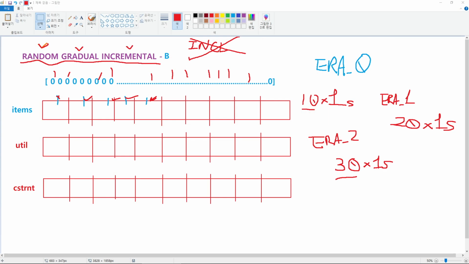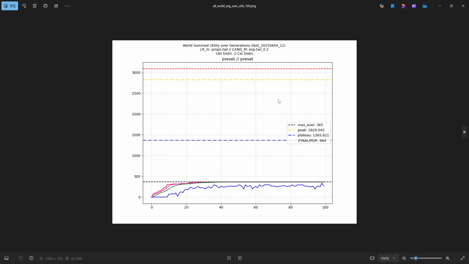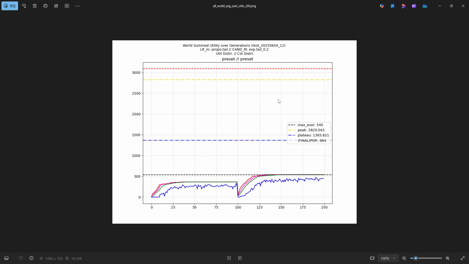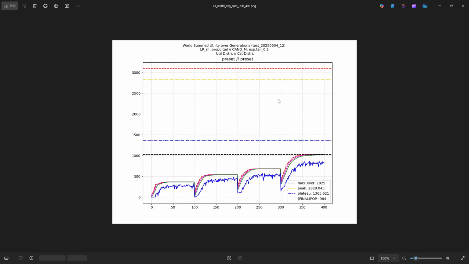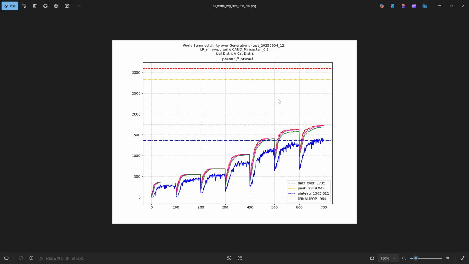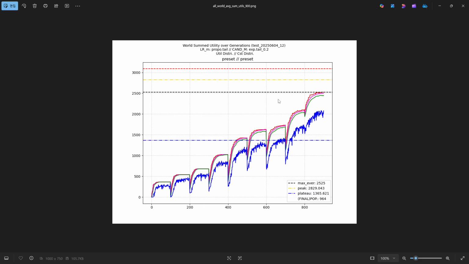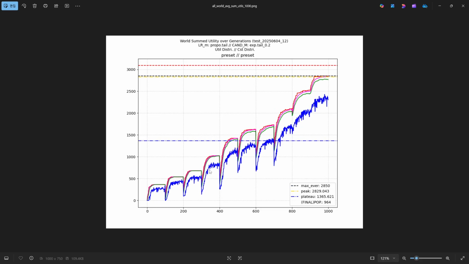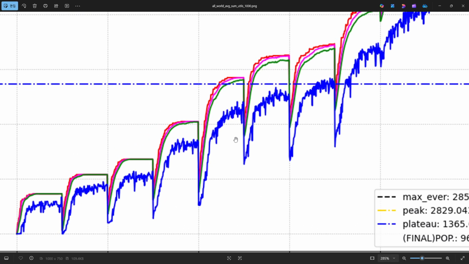So the shapes look quite familiar, right? First era, second era, no, this is until generation 120. Second era, third era, fourth era, fifth era, sixth era, seventh, eighth, ninth, 10th. And as you can see, the cliffs are now more dramatic.